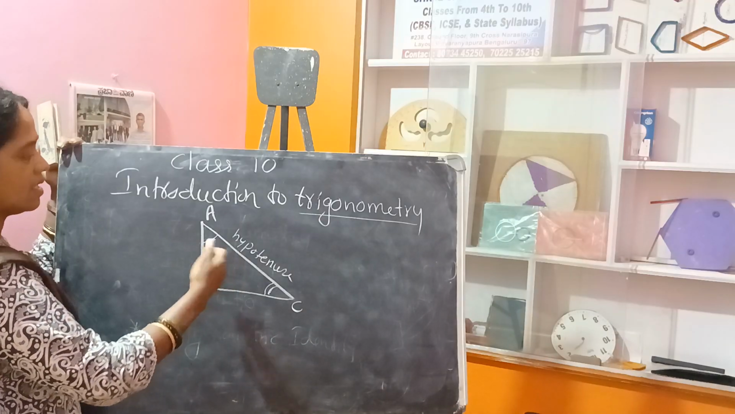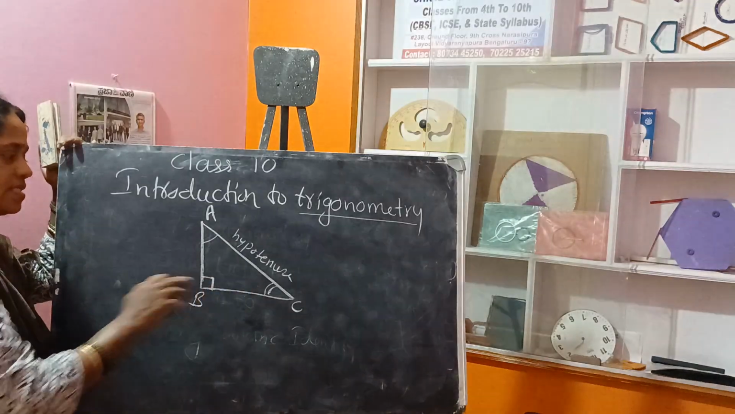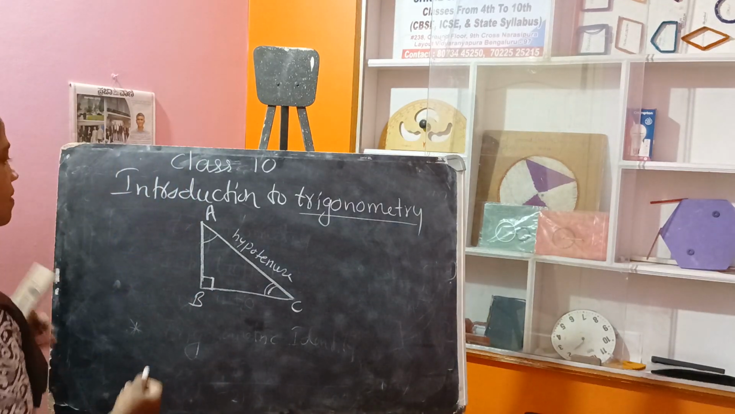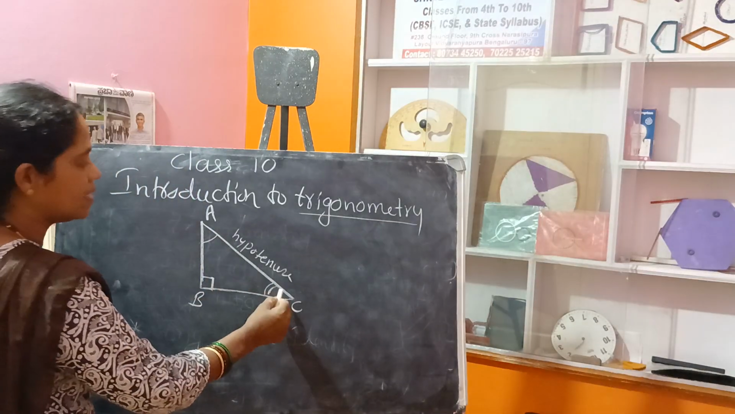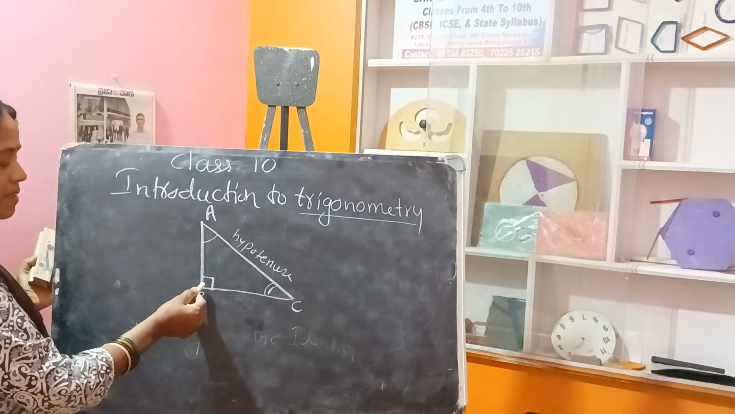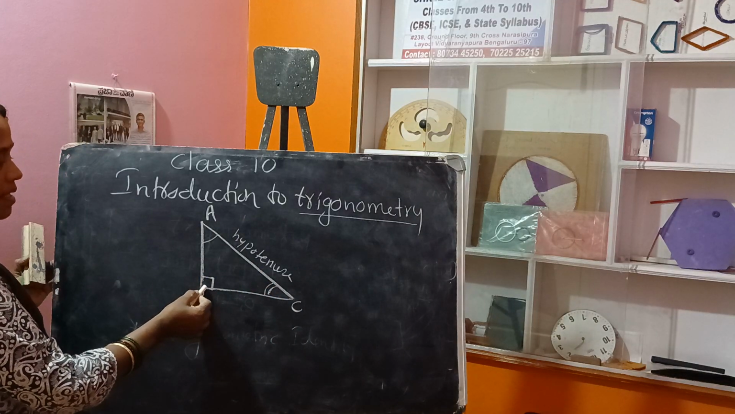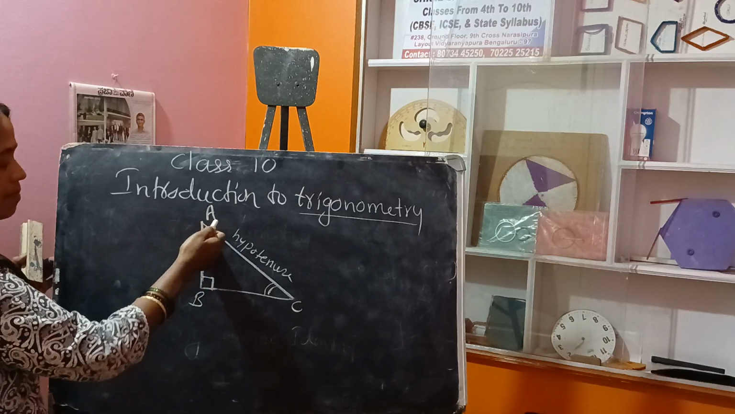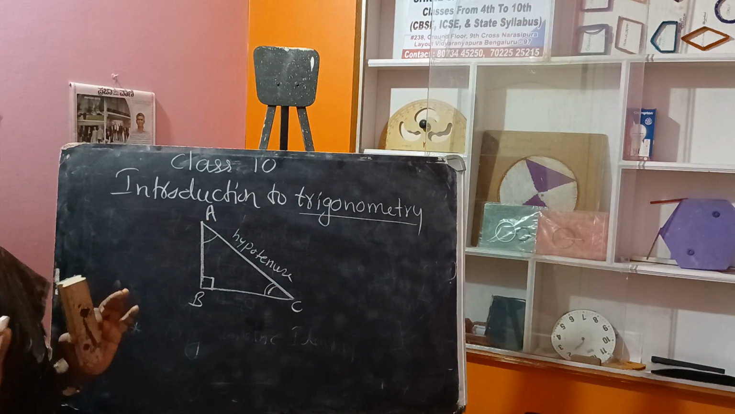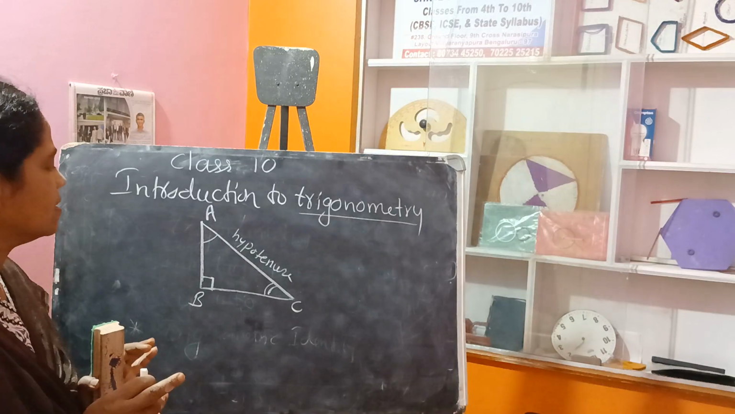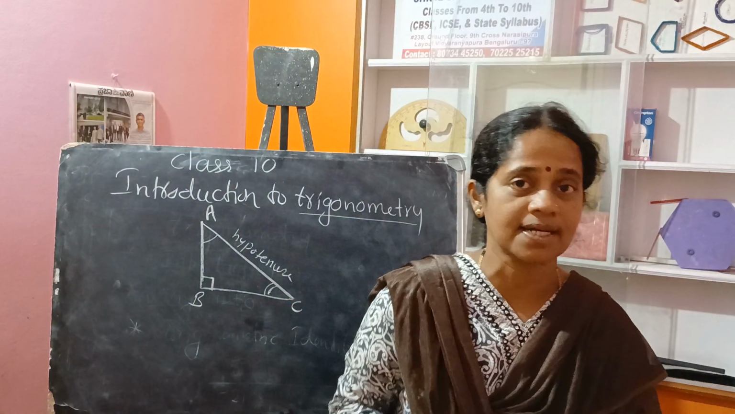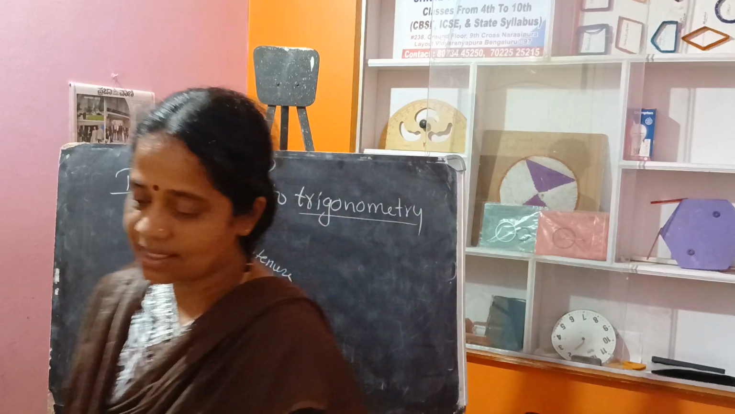And we will give names to these sides in the next session. See here, in this triangle ABC, AC is the hypotenuse, which is opposite to the right angle, and AB and BC are the mutually perpendicular lines.